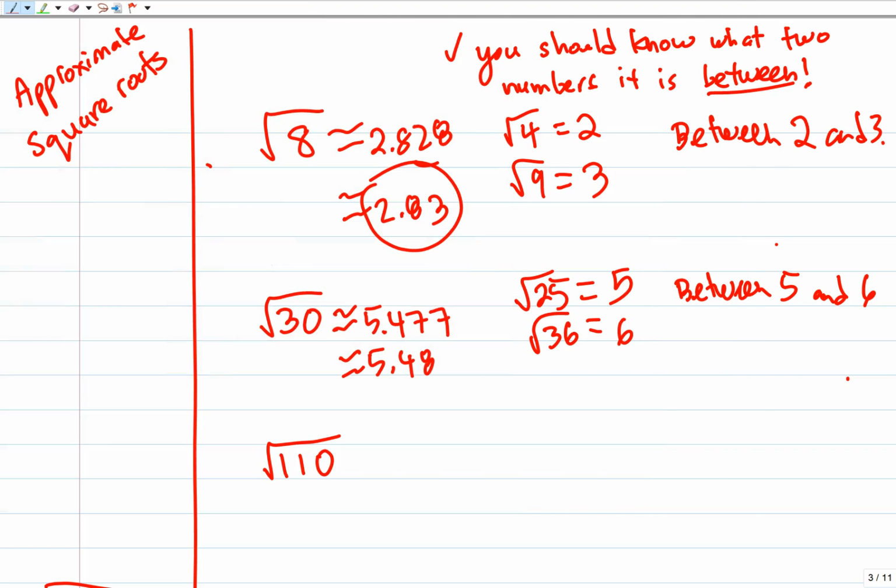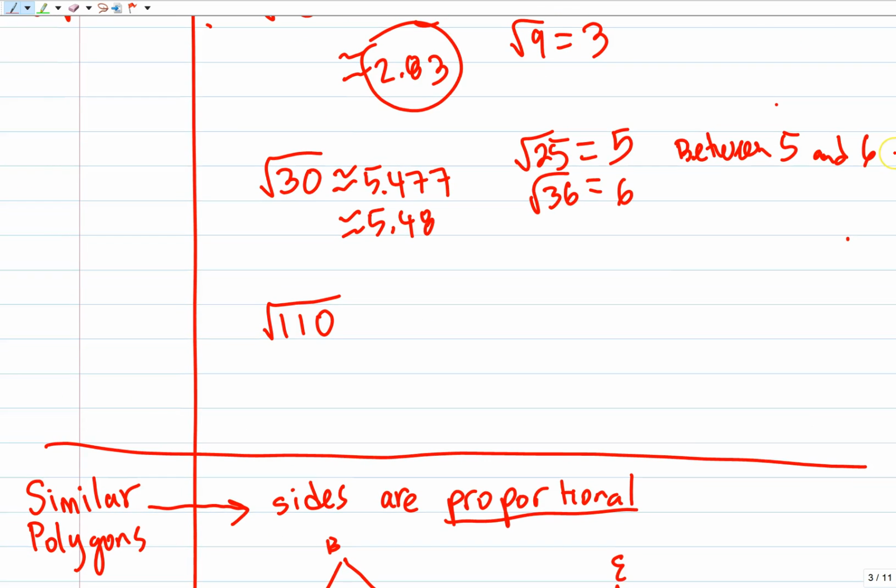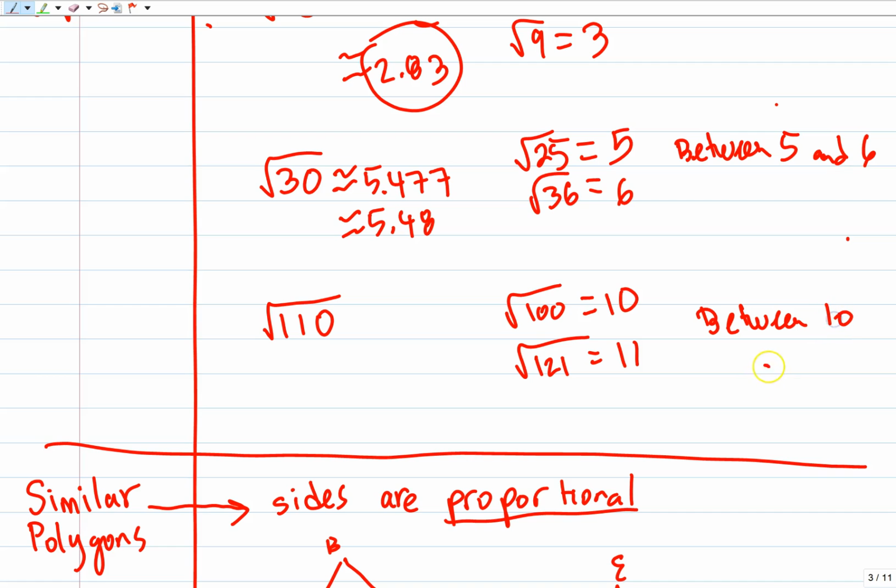The square root of 110. What's the nice root below that? How about the square root of 100? After that would be the square root of 121, so I'm going to say probably closer to the 10, but that this is between 10 and 11. The square root of 110.